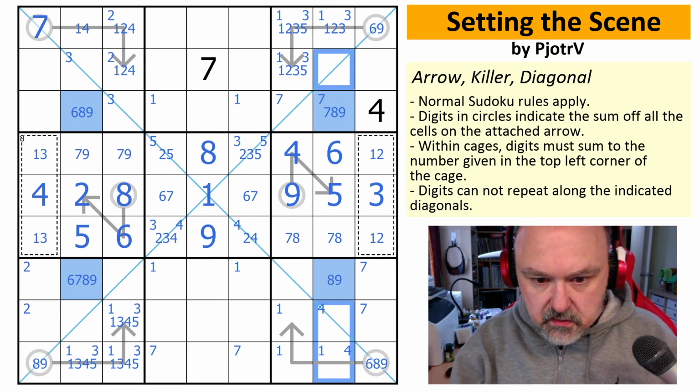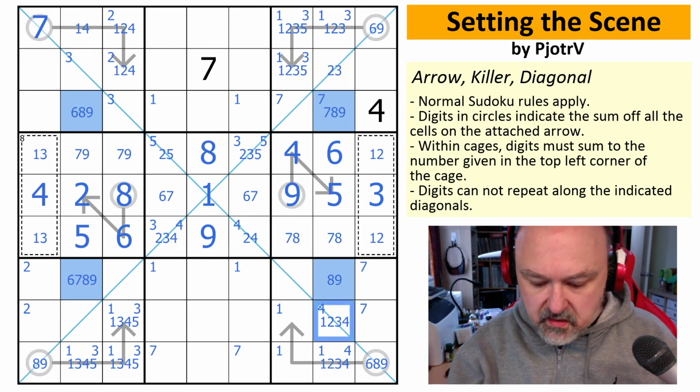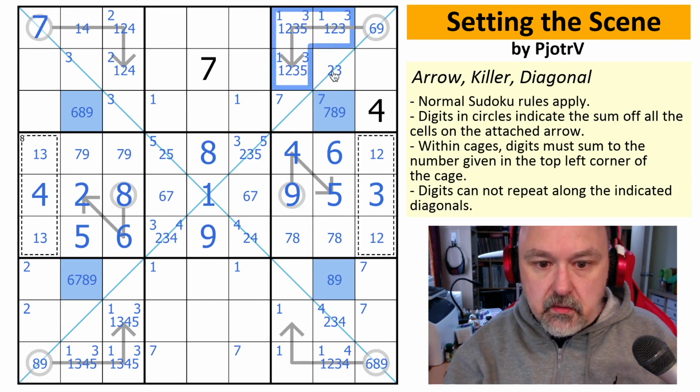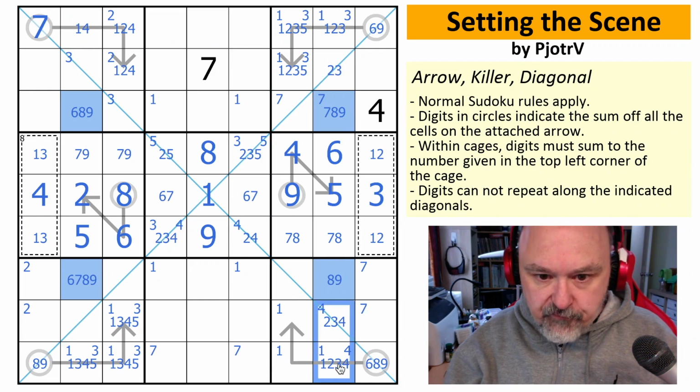These are 1, 2, 3, 4. That can't be 4. Can't be 1. So that's a 2, 3. That can't be 1. Hang on, that's a 2, 3, because it can't be 1. It can't be a 4. Can't be a 5. Can't be a 6. And I've got a 7, 8, 9 triple. This is a 2, 3.